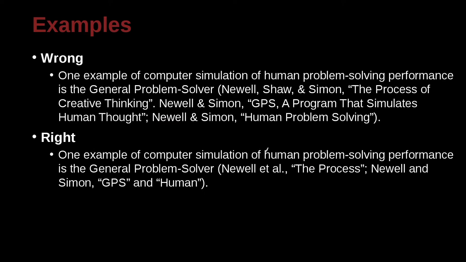One example of computer simulation of human problem solving performance is the general problem solver. So we have the open parentheses, close parentheses, much more straightforward. And we have the et al. here because it's three or more authors. And we have the name of a chapter or a subpart of a larger whole. Newell and Simon, that is two authors. We don't use et al. because it's just two, it's not three or more. And then one of the chapters is called GPS, and one of the chapters is called Human. So these are two works, but by the same authors.